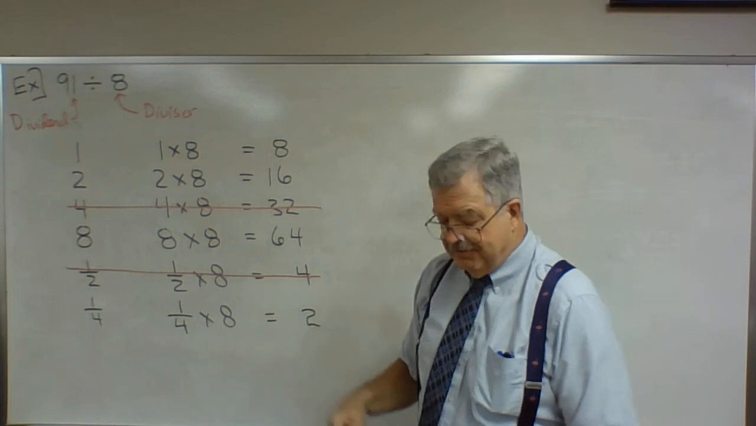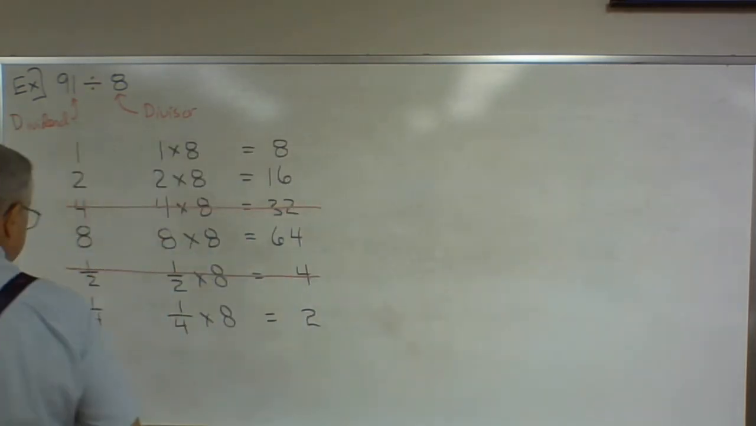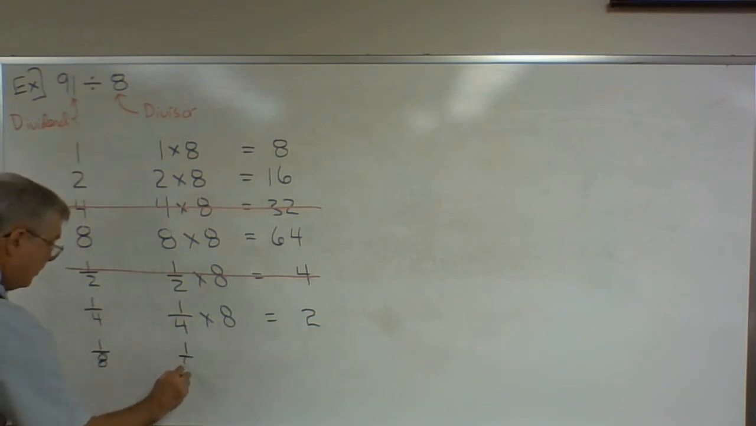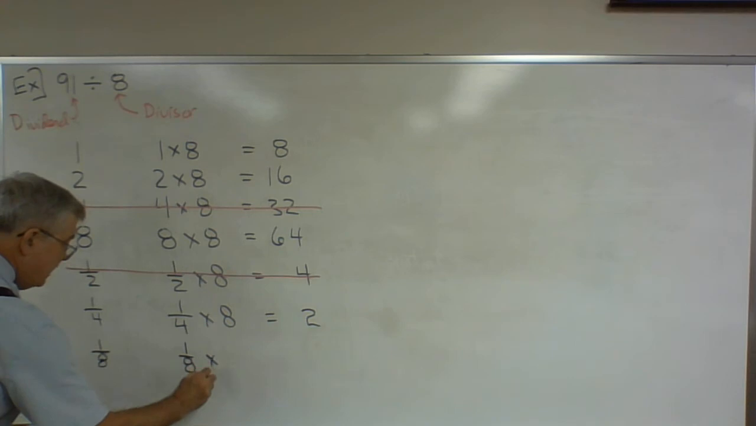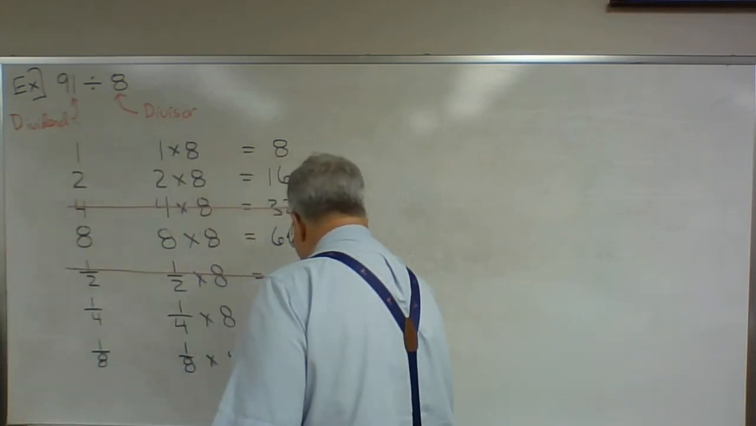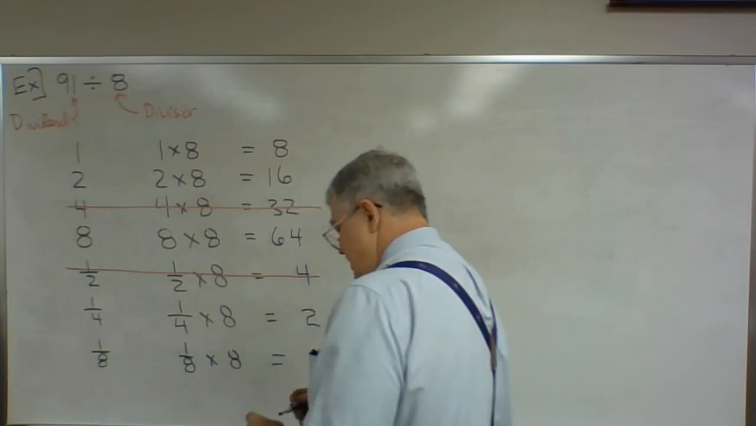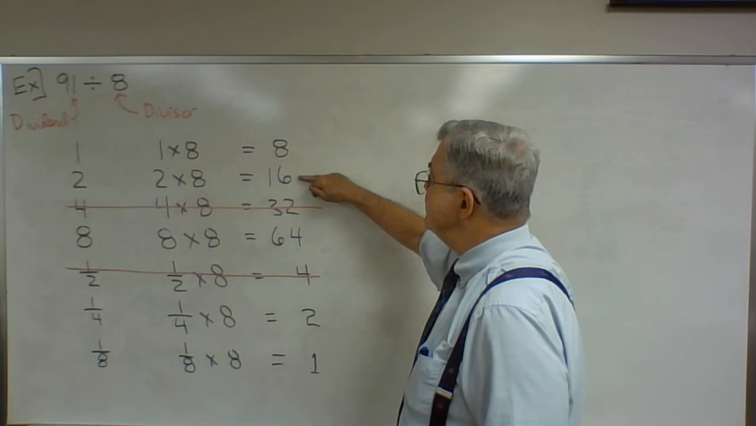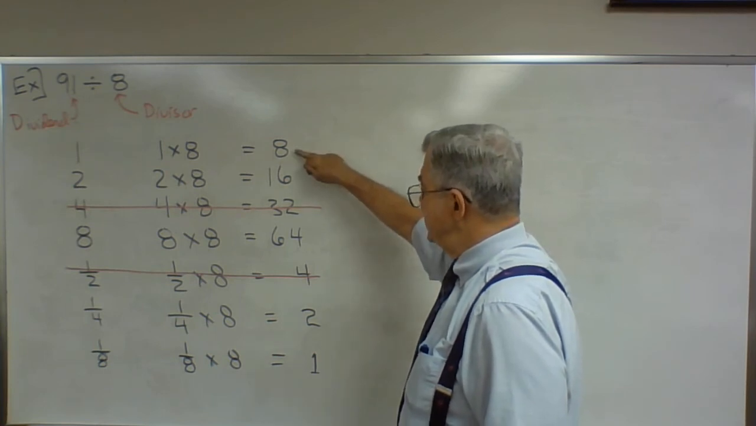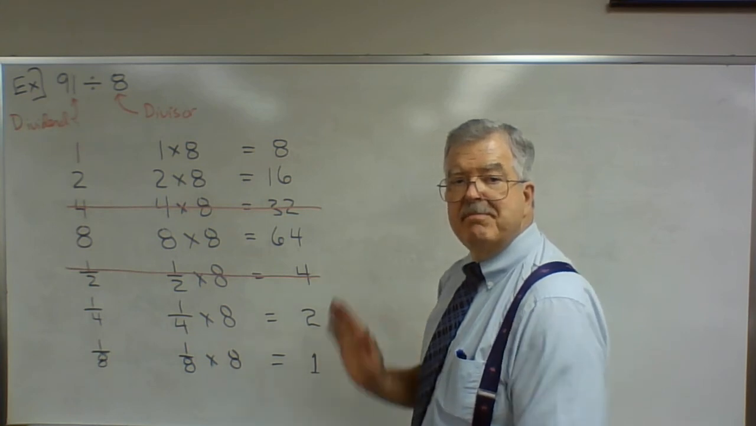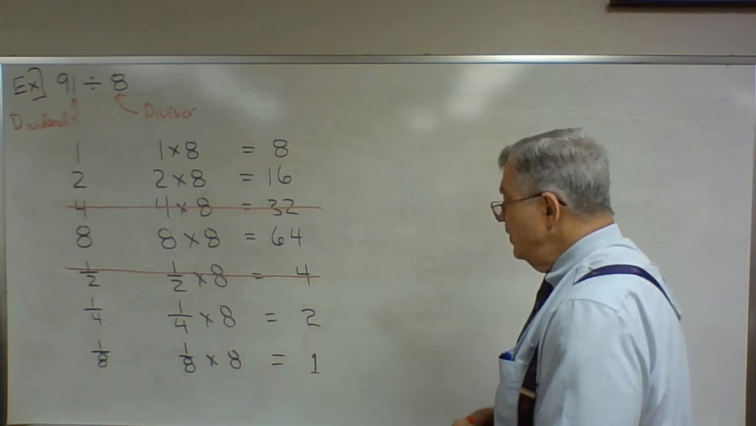Let's take the next largest power of 2. I think this will get us not only in the ballpark, but in the right seat. 1/8 times 8 gives us 1. Yep, this is going to do it. 64 plus 16 is 80, plus 8 is 88, plus 2 is 90, plus 1 is 91. Bingo! We got it.